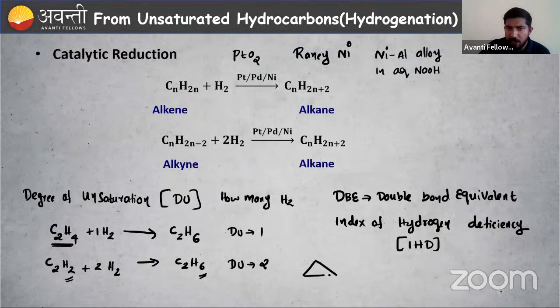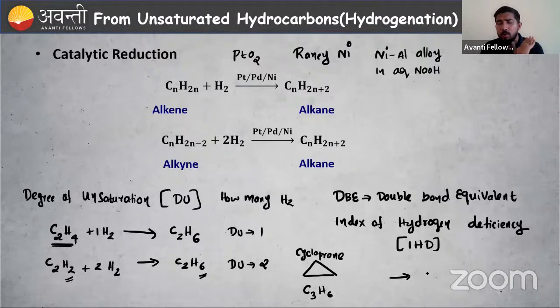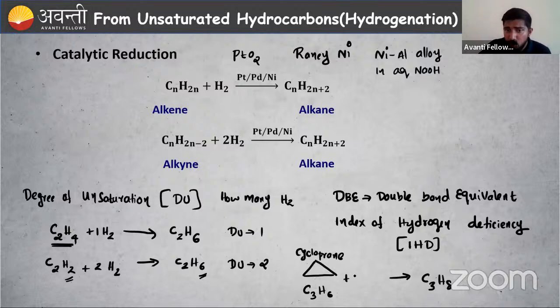One more example for you. Here we have cyclopropane, C3H6. I want to convert it into saturated. Here a ring is present, so I want to remove the ring. If I remove that, I will get C3H8, propane. How many H2 are needed? I need one H2. So what is the point? If a double bond is present, DU is 1. If a triple bond is present, DU is 2. If one ring is present, DU is 1.